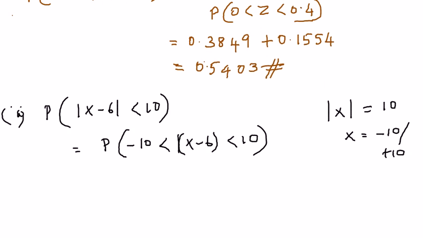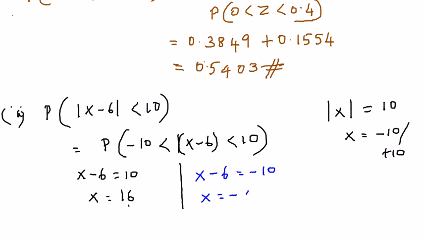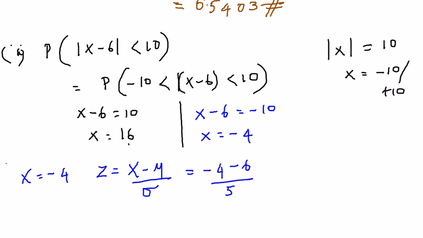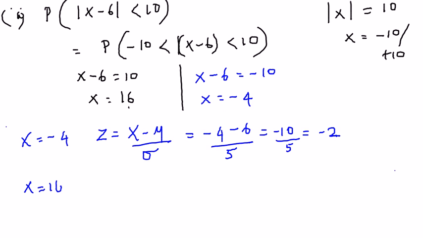So now let's assume this. If x minus 6 is equal to 10, I can say x is equal to 10 plus 6, which is 16. Likewise, when x minus 6 is equal to minus 10, I can say x is equal to minus 10 plus 6, which is minus 4. Now, when x is equal to minus 4, what will be the value of z? z is equal to x minus mu by sigma, which is minus 4 minus 6 by 5, which is minus 10 by 5, which is minus 2. Likewise, when x is equal to 16, my value of z is going to be equal to 16 minus 6 by 5, which is again 10 by 5, which is 2.